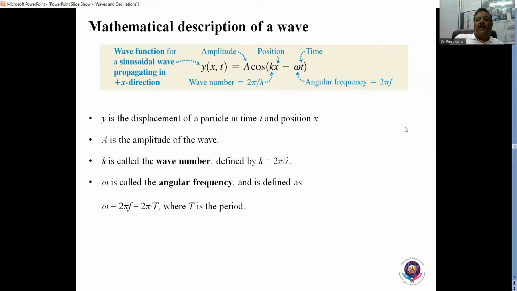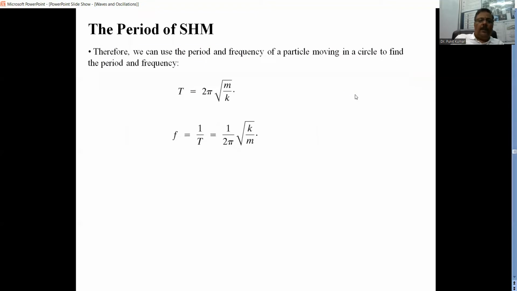Omega is the angular frequency and is given by 2 pi f. f is the linear frequency. The time period of the spring is given as 2 pi under root m upon k, where m is the mass per unit length, and k is the propagation constant.